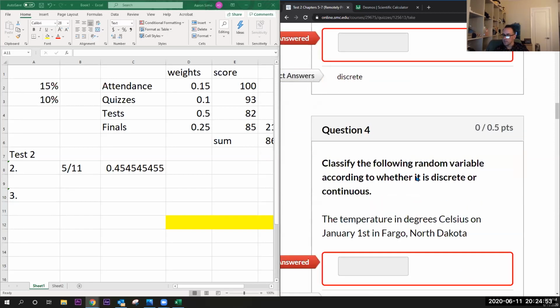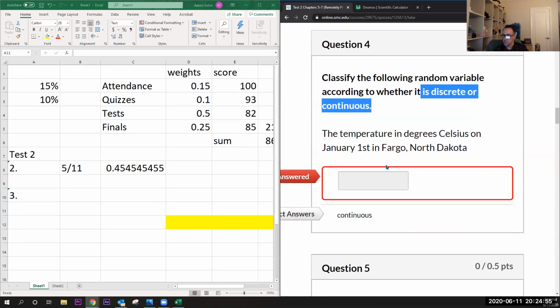What about this? Is this discrete or continuous? Temperature, anything you can measure. Measuring things and counting things is different, right? The things you measure would be height, weight, temperature, age, amount of money, amount of volume. Things you count, like 1, 2, 3, that's discrete.